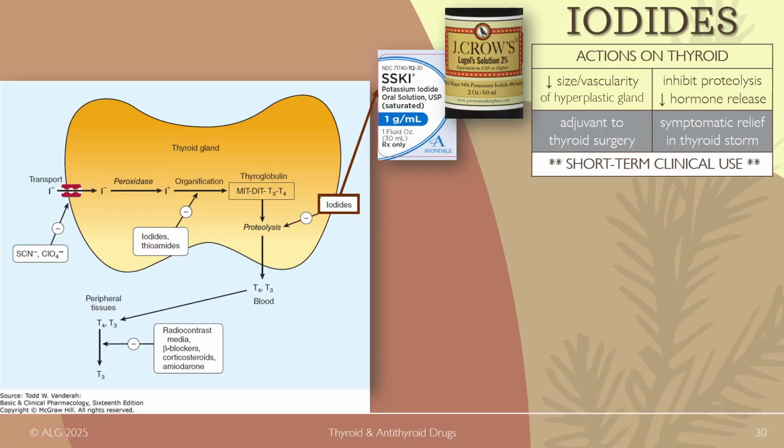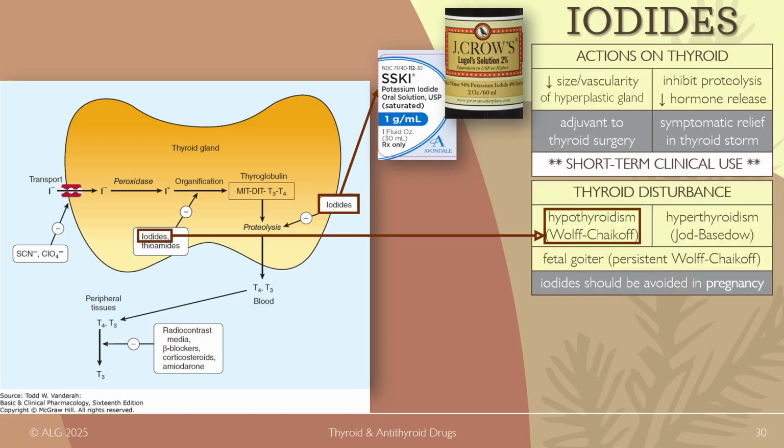Formulations of iodides include saturated solution of potassium iodide, SSKI, and Lugol's solution, which contains iodine and potassium iodide. Iodides are not used alone and not used for long. To decrease size and vascularity of the hyperplastic gland, SSKI can be given 5 drops twice daily for 2 weeks prior to surgery. By inhibiting hormone release, iodides provide rapid relief of symptoms in thyroid storm.